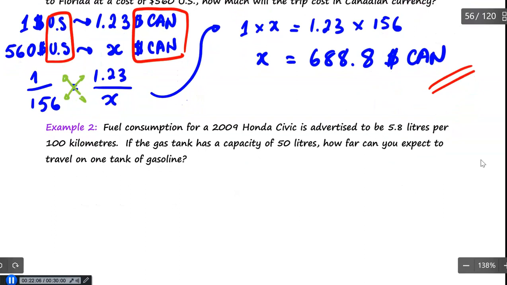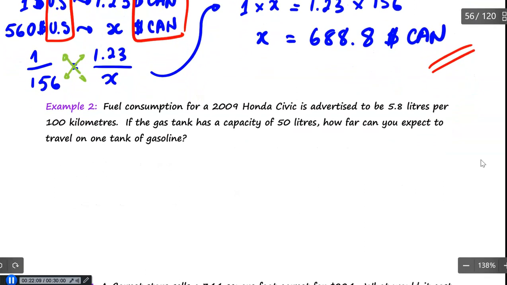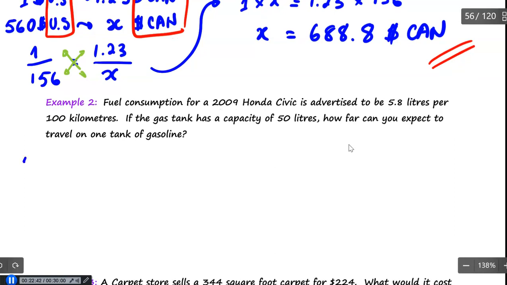Alright, okay. For the next example, I have the fuel consumption for the 2009 Honda Civic, which is advertised to be 5.8 liters per 100 kilometers. Okay, so I'm going to write it like this. This is a very old car, so just don't mind if it's not real. So I will write 5.8 liters corresponding to 100 kilometers.